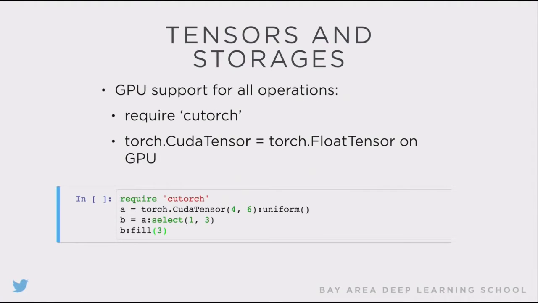And as I mentioned before, working with CUDA is really, really easy. So if you just require cuTorch, which is installed automatically if you have a CUDA GPU using the instructions on the GitHub repository, you can instantiate a tensor on the GPU and do the same thing, and it will just work.